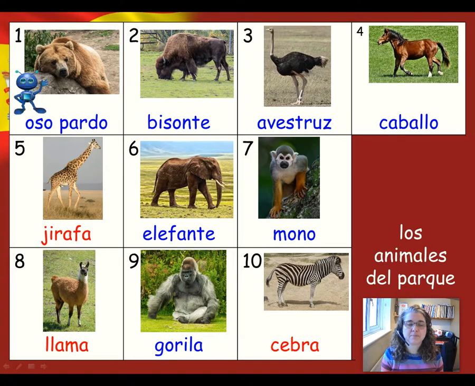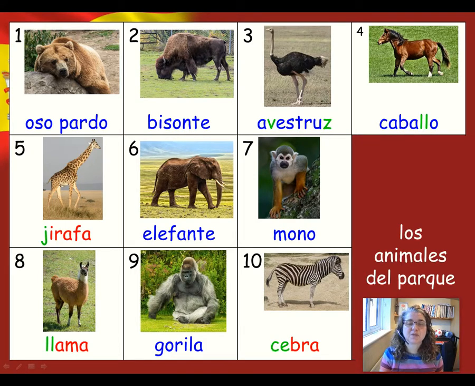Escuchad y repetid. Oso pardo, bisonte, avestruz, caballo, jirafa, elefante, mono, llama, gorila, zebra.